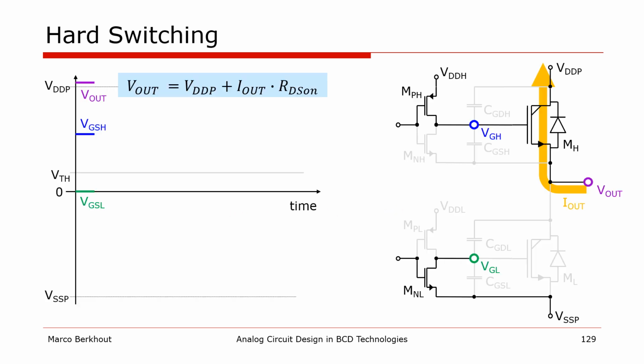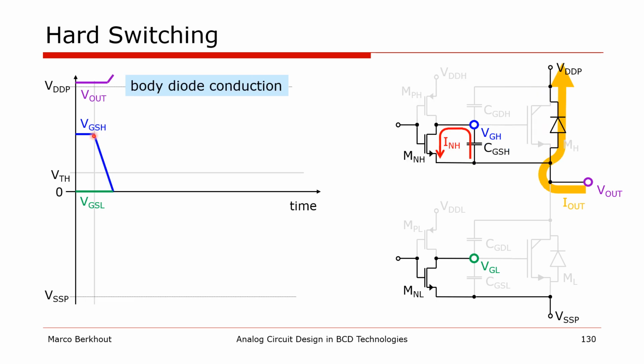In the hard switching scenario, current flows into the output. This means now that in the starting condition, the output is higher than the supply. Again, the transition begins by discharging the high-side gate. However, this time, the output current forward biases the high-side body diode and the output voltage rises.